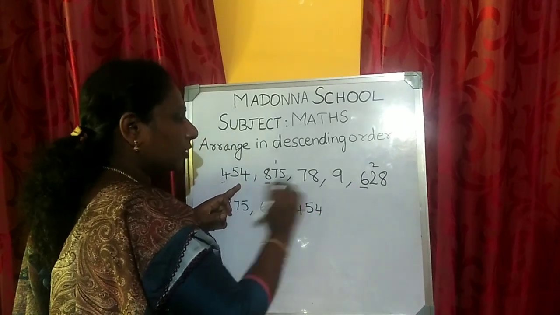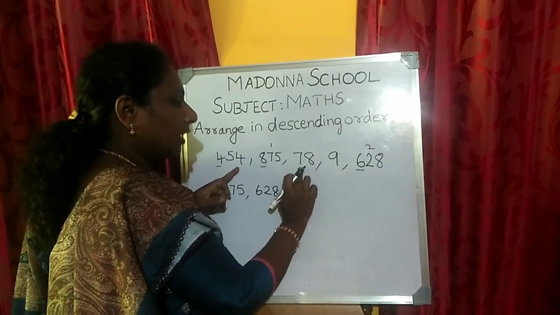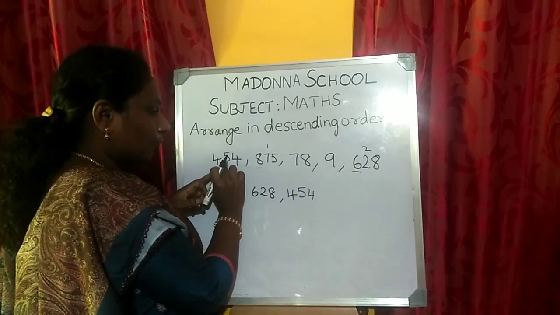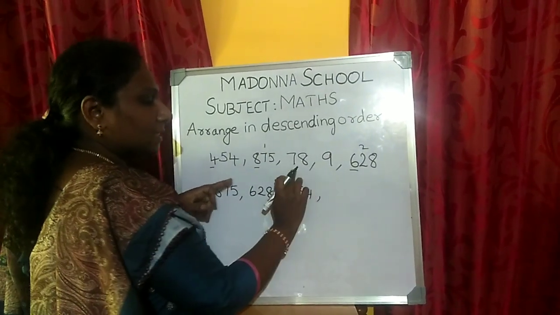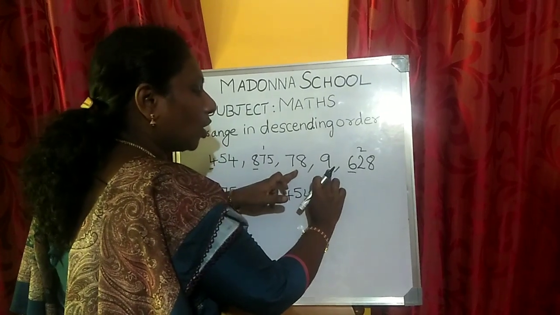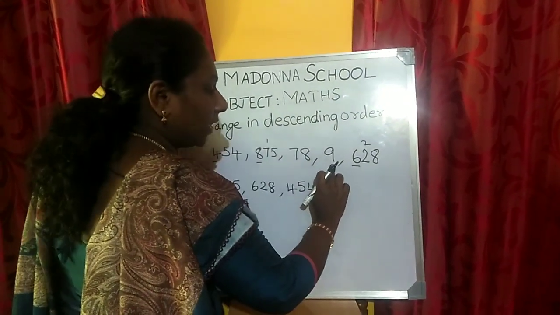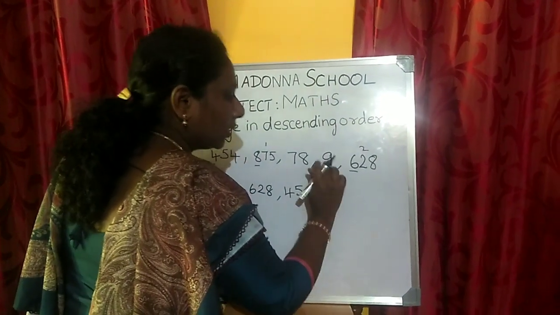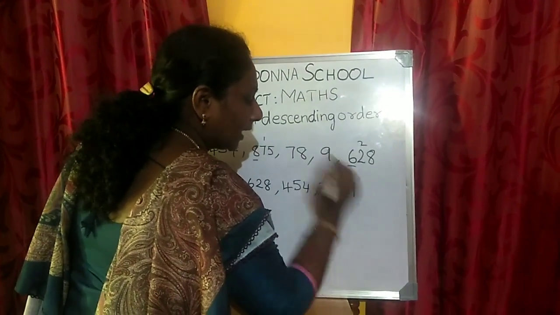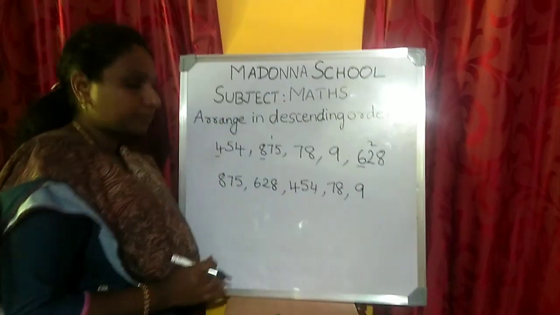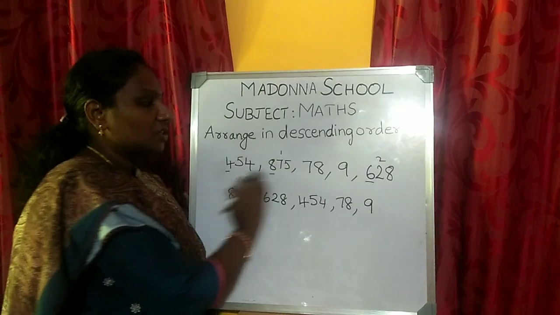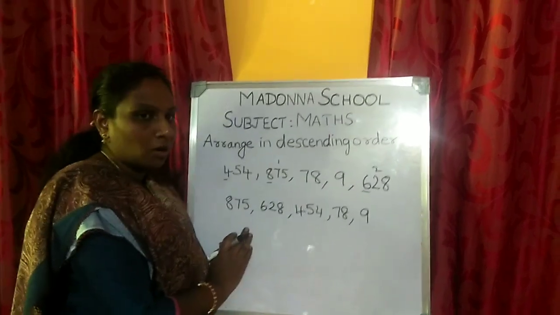454. Why am I not comparing? Because we already learned that a 2-digit number is smaller than a 3-digit number. So 454 should come. Next is what? Is a 2-digit number bigger or a 1-digit number bigger, children? The 2-digit number is bigger. So 78 is bigger. So the last number is 9. Okay, so this is called descending order. We have arranged these numbers in descending order.